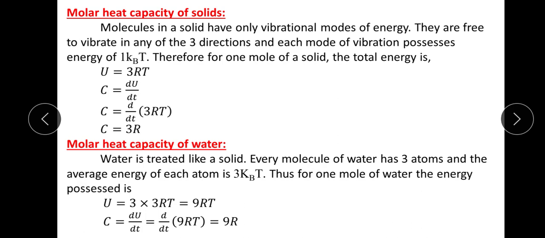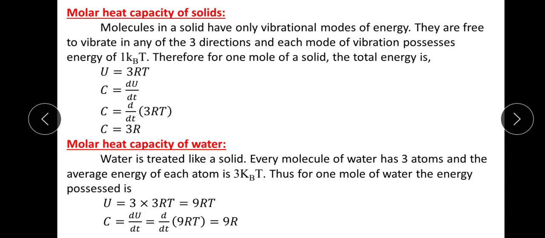That is why they are free to vibrate about any of the three directions. A molecule inside a solid can have a vibrational motion in all three directions. Therefore, each mode of vibration possesses an energy of K into T or Kb into T, where Kb is again the Boltzmann constant. Now it is not half kT, but instead it is K into T. So each mode of vibration possesses K into T, but inside a solid, the molecule can have three modes of vibration. Therefore, for 1 mole of a solid, the total energy becomes 3 into R into T.